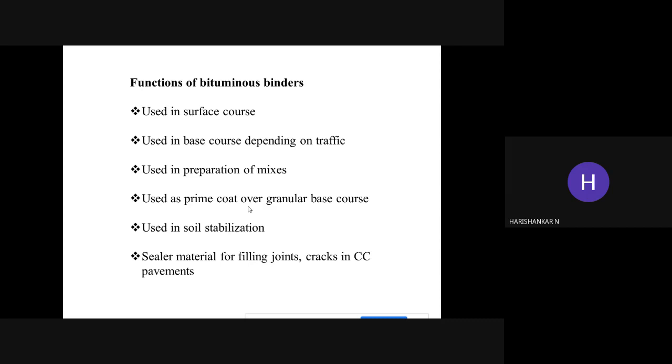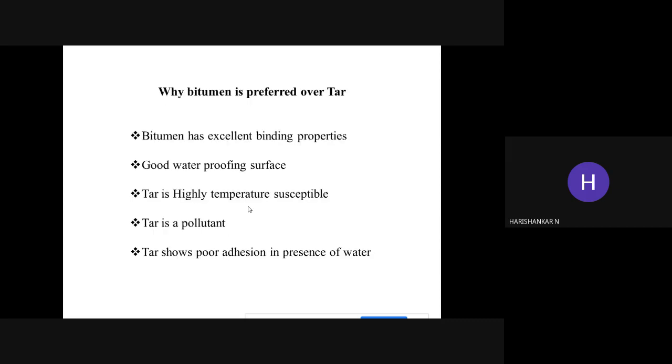In buildings, we can provide a coating or a course at the top of the plinth, just below the walls, in order to prevent the entry of moisture from the basement. From the basement the moisture will be rising due to capillarity. So in order to prevent it from entering the wall, you have to break the entry of the moisture by providing a watertight layer made of bitumen. So that's also a usage. Tar has some limitations: it is a pollutant, and it shows poor adhesion in the presence of water.